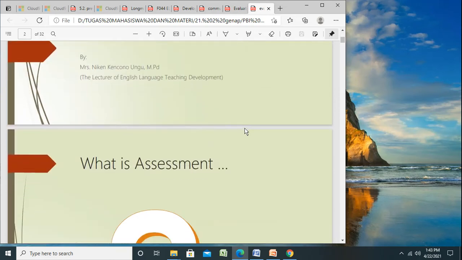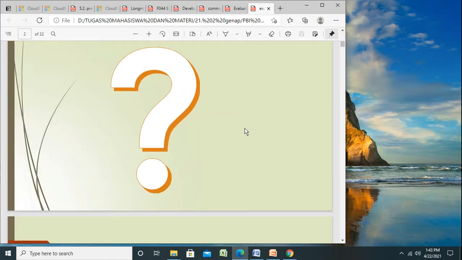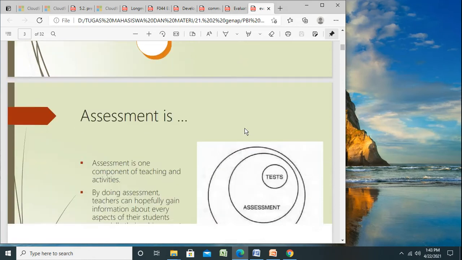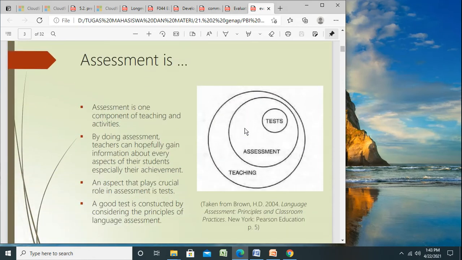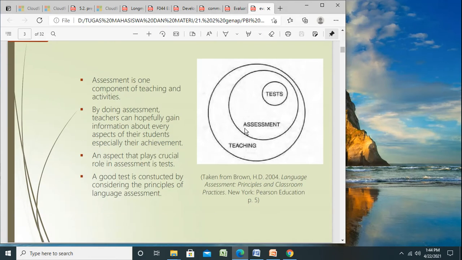Yeah, what is assessment? You have to know first about the definition of assessment or evaluation. Evaluation is one kind of assessment. Assessment is in general, and evaluation is one example in assessment, or one of the branches in assessment. As you know, it's like that.